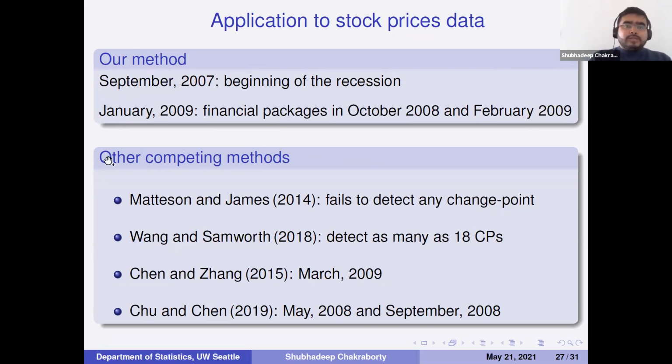And about the other competing methods, Matteson and James's procedure fails to detect any change point. Wang and Samworth's procedure detects as many as 18 change points during that time frame. Chen and Zhang's method detects only one change point at March 2009, and Chu and Chen's procedure detects two change points, one in May 2008 and one in September 2008.